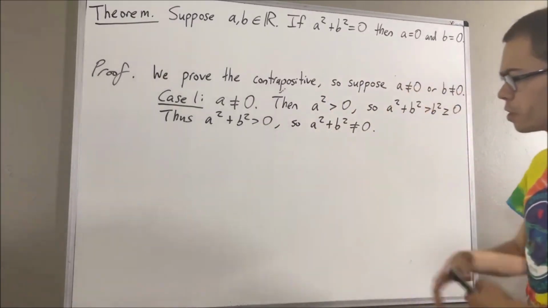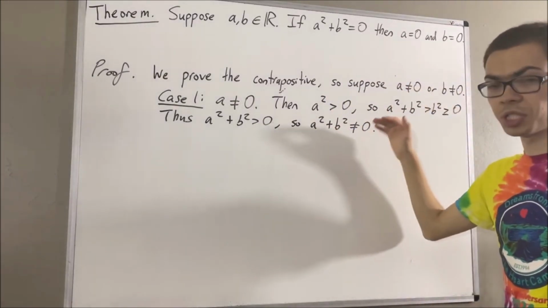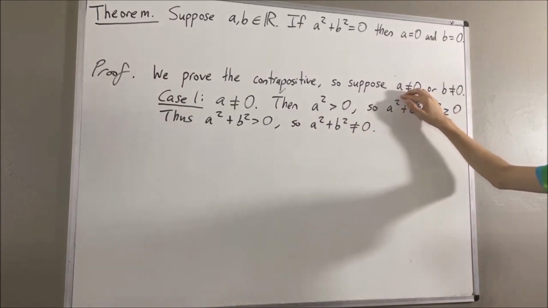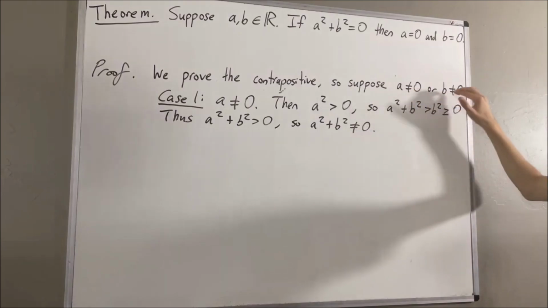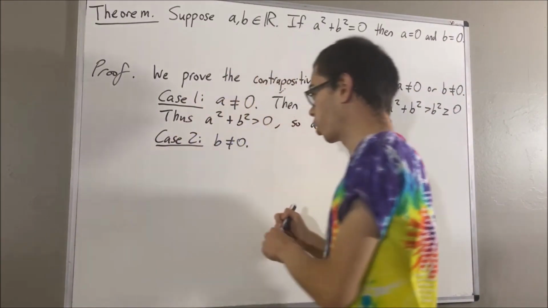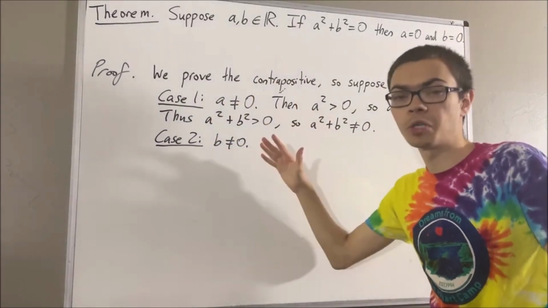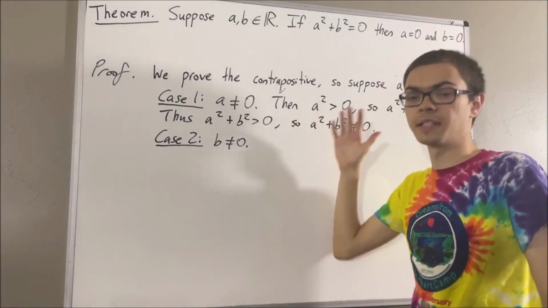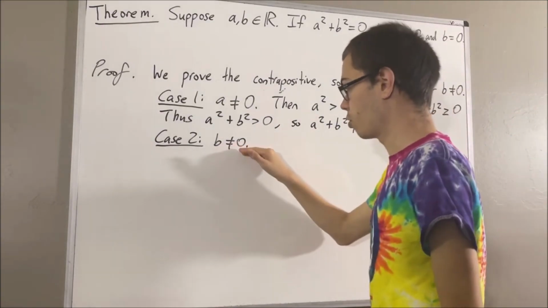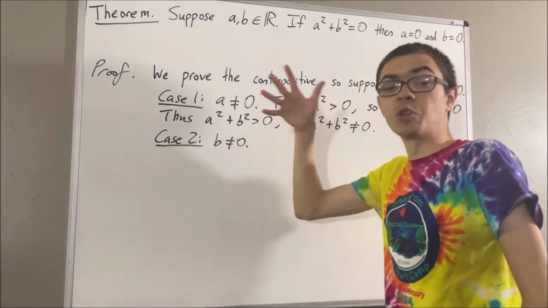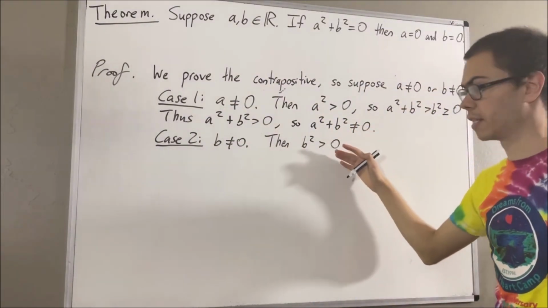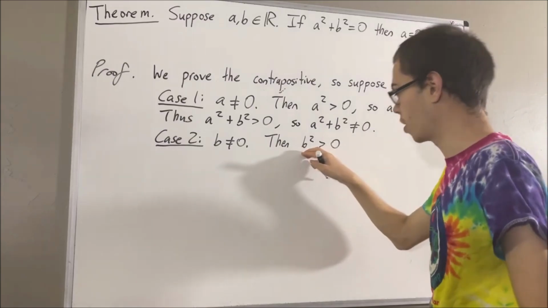So, we have shown that a squared plus b squared is not equal to 0 in the case where a is not equal to 0. So now, let's consider the case where b is not equal to 0. And again, we're going to show, in this case, we also have that a squared plus b squared is not equal to 0. Well, since b is not equal to 0, we have that b squared is greater than 0. Adding a squared on both sides of this inequality, we get that a squared plus b squared is greater than a squared.